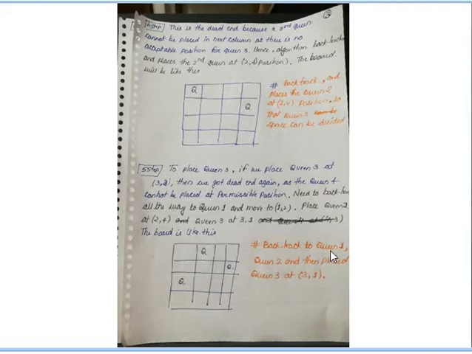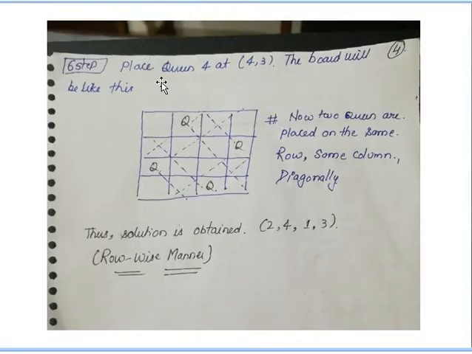So we backtrack to queen 1, queen 2, and then placed queen 3 at the 3, 1 place. So now the next is the remaining queen, that is queen 4. The queen 4 that we are going to place, the remaining place is the third column and fourth row. After that the board will look like this.